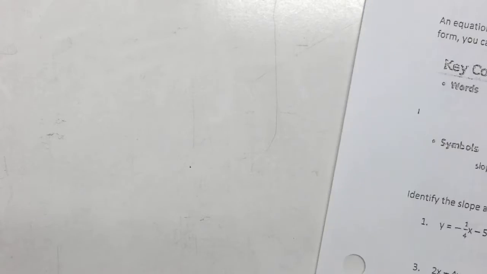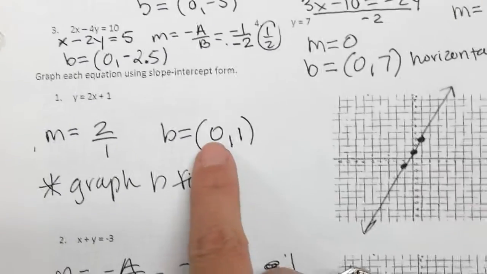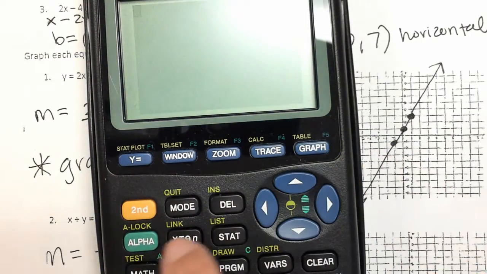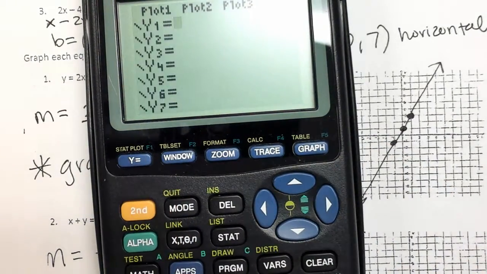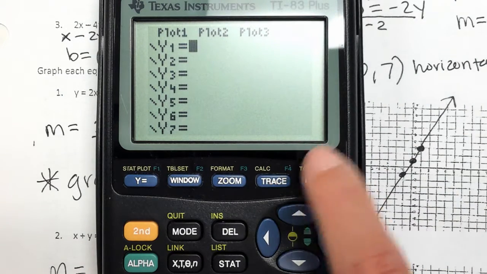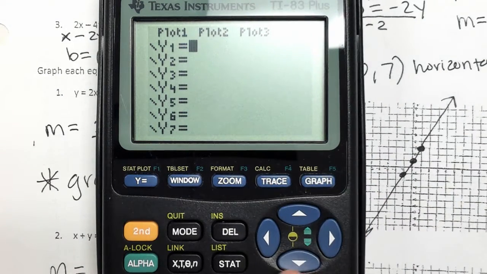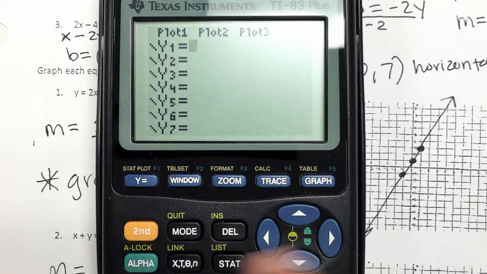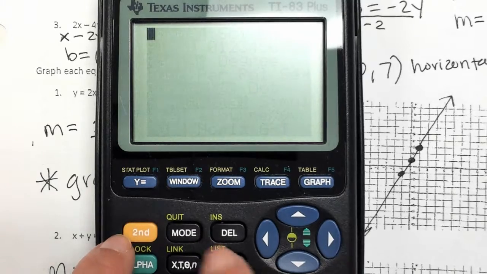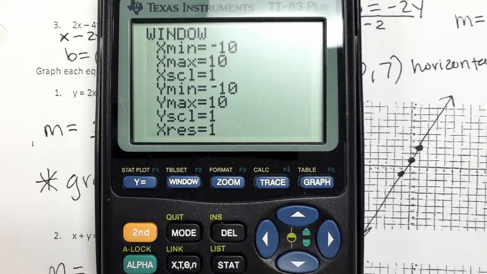Now, the trick to graphing these on your calculator is that you can't put it in standard form. It has to be in slope-intercept form. So let me show you this first one we did together. You go to y equals up here on your calculator, and it should be a bunch of different y's. Actually, let me start over. Hit clear. Go to window first. Let's make sure everybody's window is good. Hit second mode to quit out of that. Go to window.